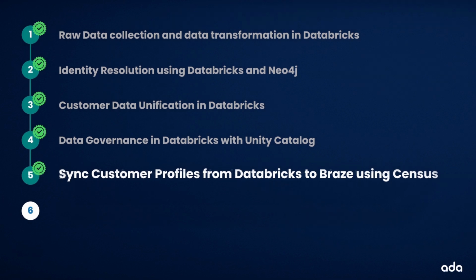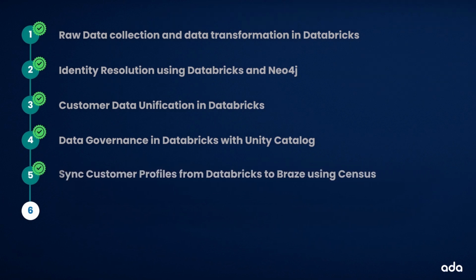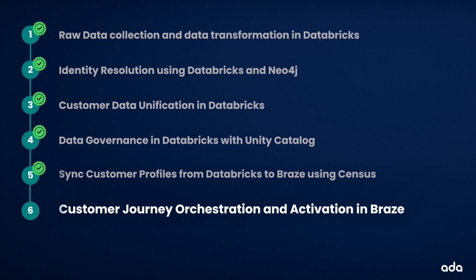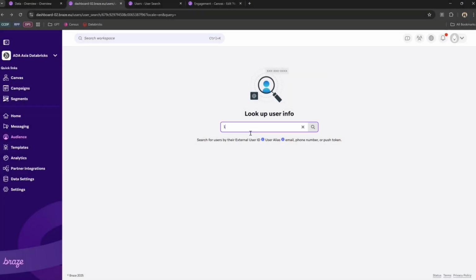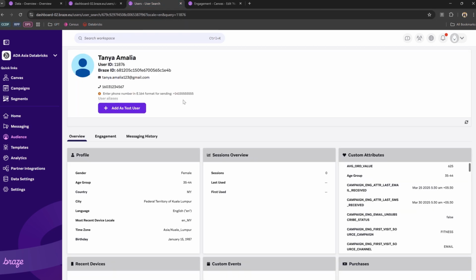With data now flowing into Braze, let's explore how NutriBullet uses it to deliver personalized cross-channel engagement at scale. Now that NutriBullet's customer data is synced into Braze, let's see how it powers personalized engagement. We'll start with Tanya, the customer we've been following, and confirm her profile has synced successfully to Braze after sync from Census. We can see that Tanya's profile in Braze now includes rich attributes from Databricks like demographics, contact details, and complex behavioral attributes like average order value, all ready for segmentation and targeting, for personalized engagement and targeting.